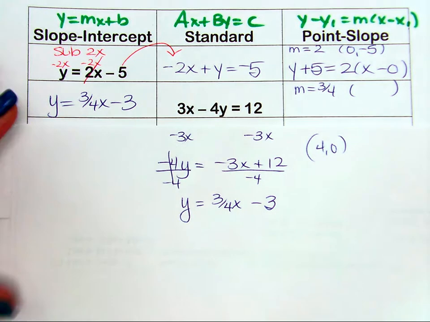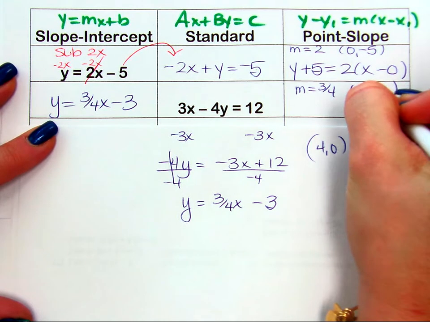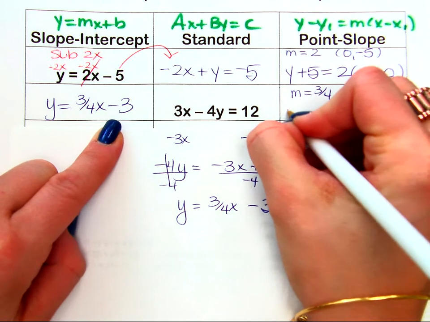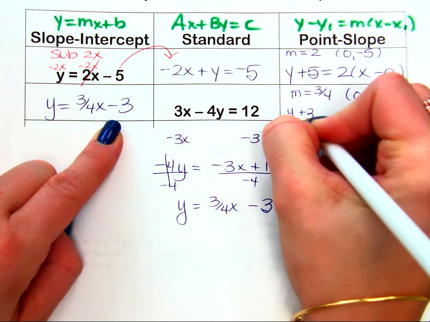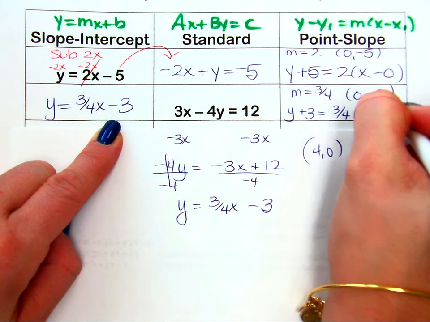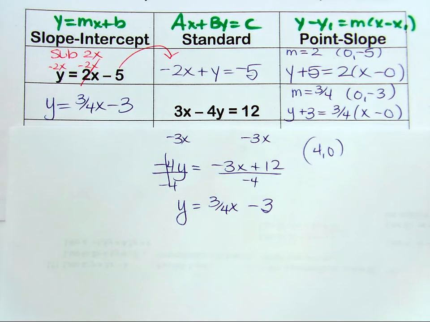Right? So watch. I'm going to use 0, -3 because it's staring me in the face. And so now I'm going to write y plus 3 equals 3/4 times x minus 0, and I'm done with that one, right?